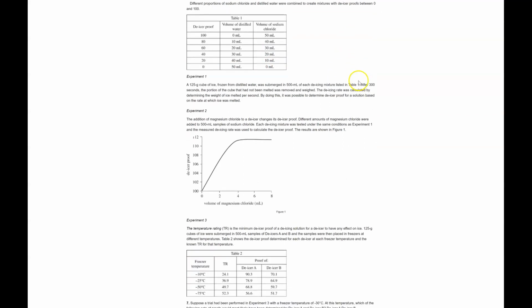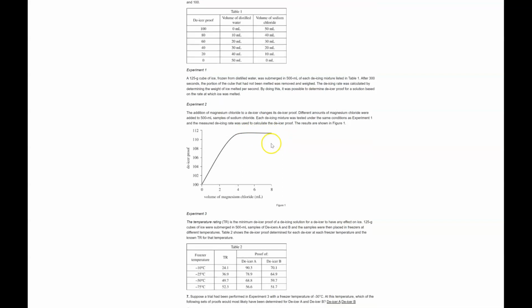That's just normal stuff. Then we've got another graph here. We've got the volume of magnesium chloride, and we've got de-icer proofing. So this is a different de-icer proof because it's magnesium chloride as opposed to sodium chloride. Similar but different. This one, you have a steep increase until you get right under 112, and then it stays there all the way across.